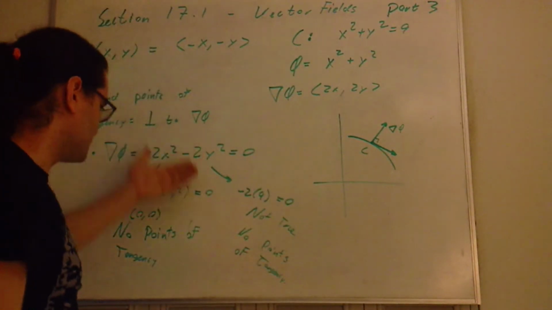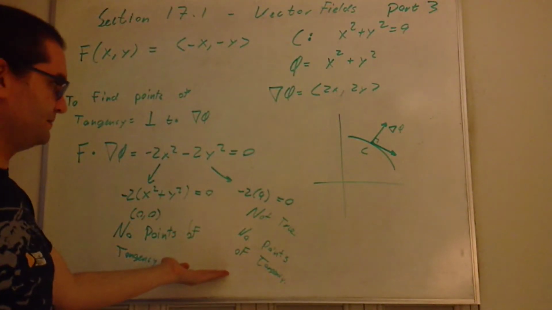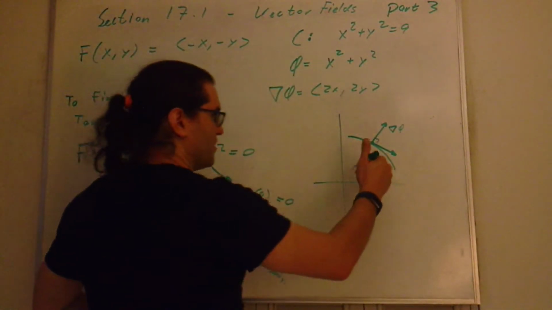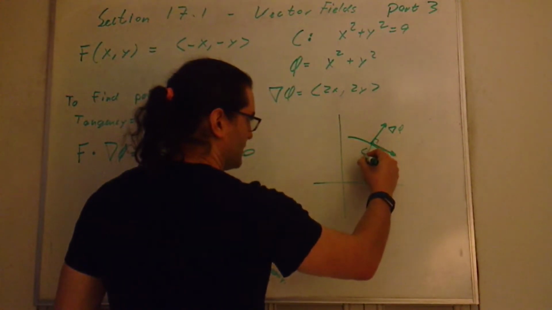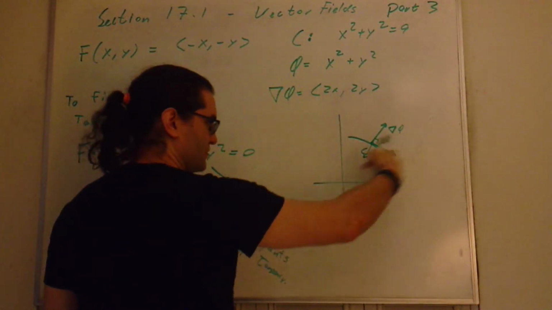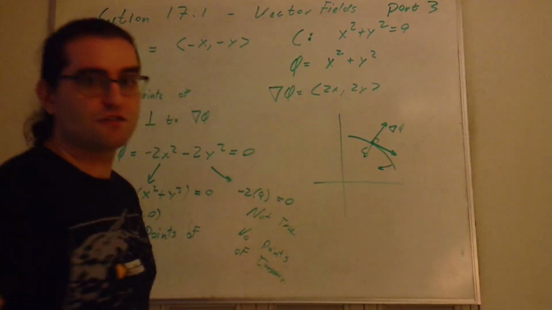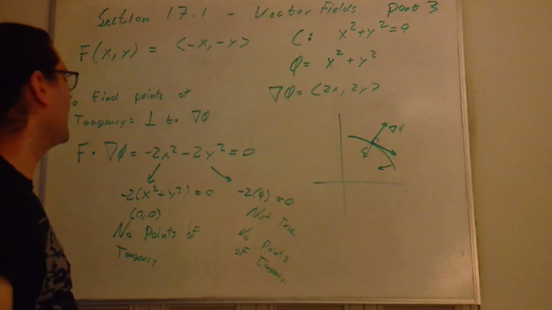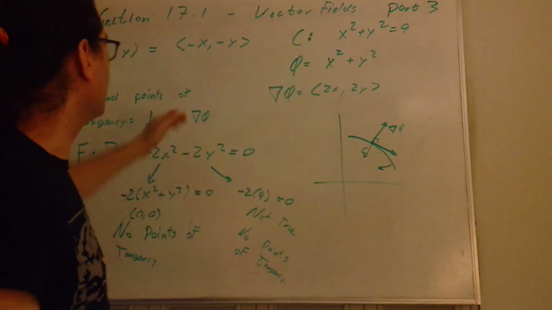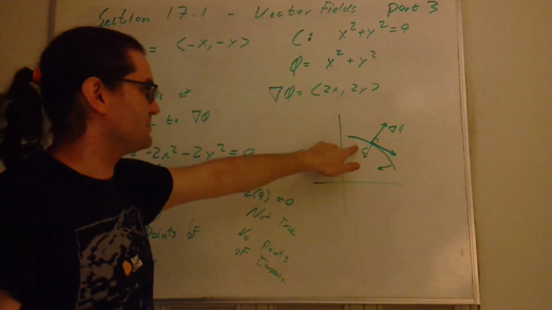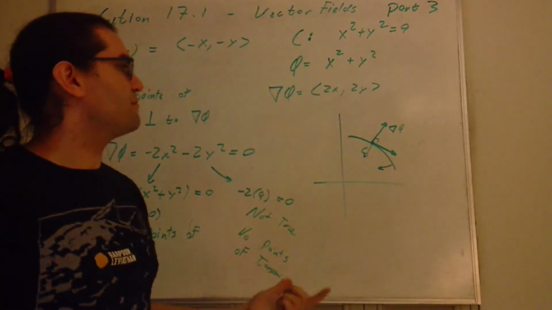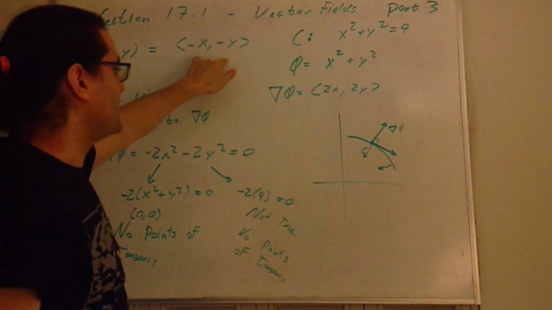But there are none of those. We found no points of tangency. This vector field is never tangent. Which makes sense because we know that this vector field is like doing implosion looking things. So it's coming inward. It's never going across. It's always going in. So the next question becomes, how can we find points of perpendicularity? We know that this vector field is never tangent to this curve, but we want to find points where this vector field is perpendicular to the curve.